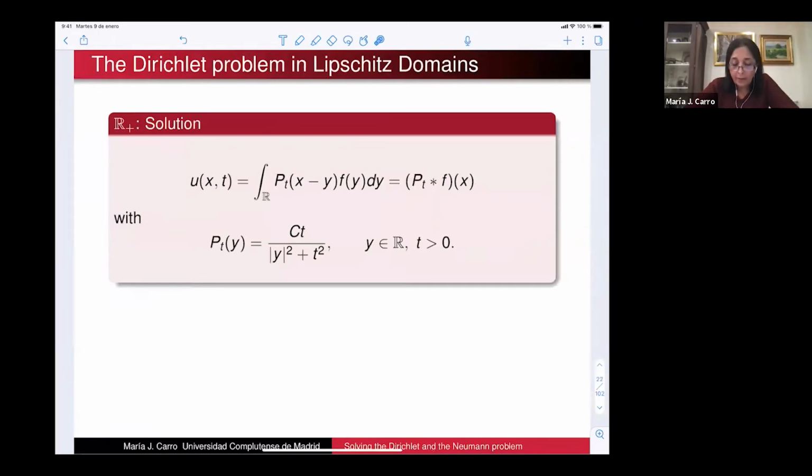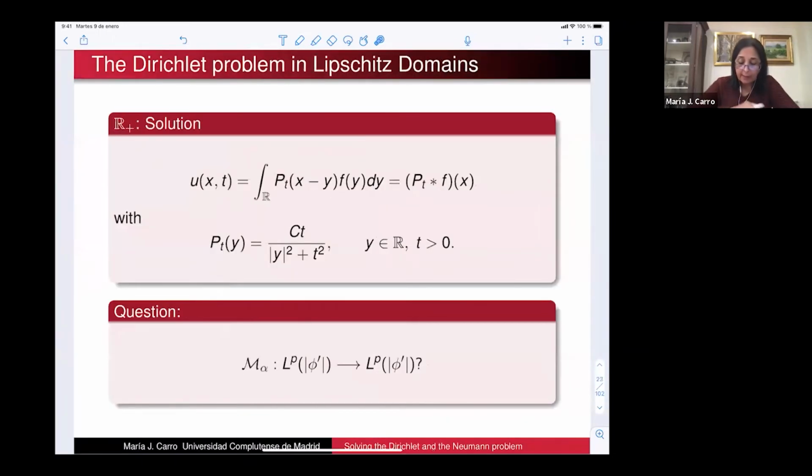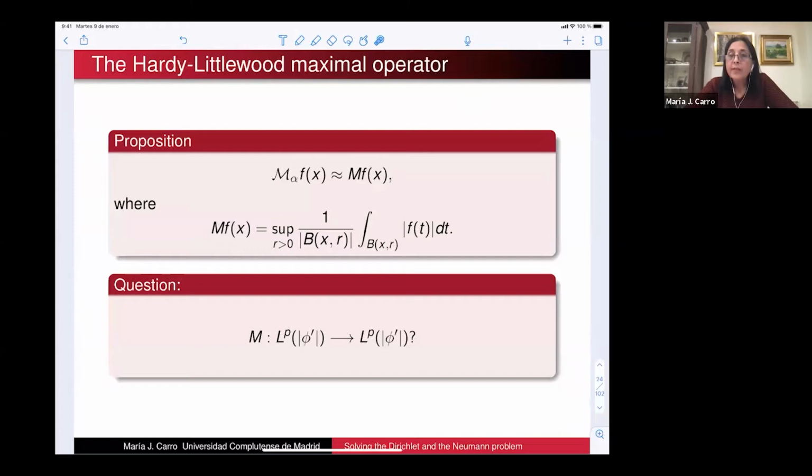So, well, initially we are going to take the same function as before because it is a very nice harmonic function. And what we need to answer is if the non-tangential maximal operator takes LP of that weight into LP of that weight. If this happens, then we have solved the Dirichlet problem in the Lipschitz domain. Now, it turns out that this non-tangential maximal operator is bounded from above and from below by the Hardy-Littlewood maximal operator, which I have written here, the definition. So the question that we have to solve is if it is true that the maximal operator is bounded on the space LP of the Jacobian.